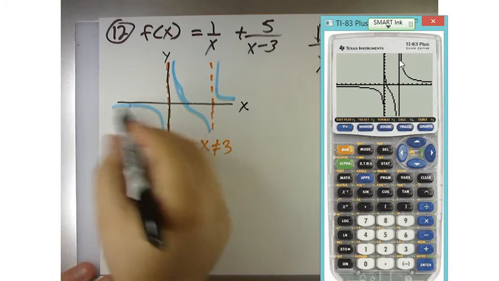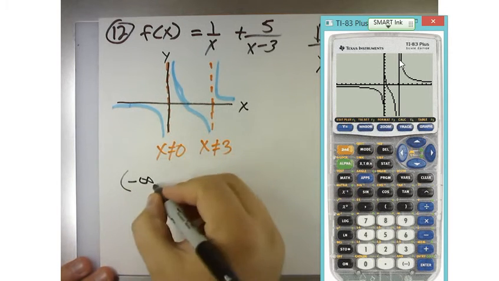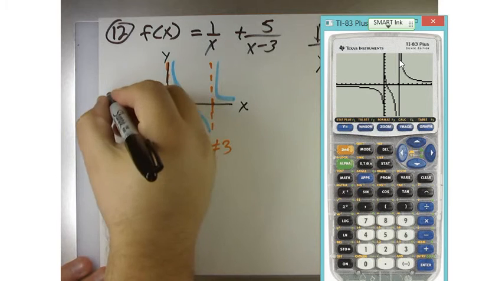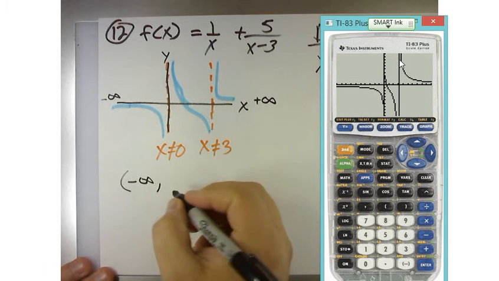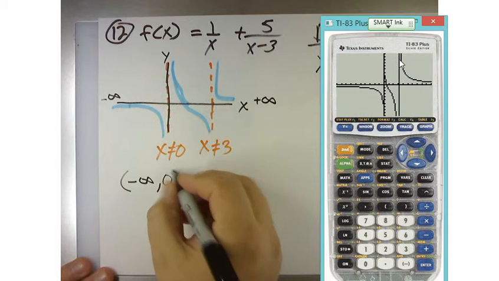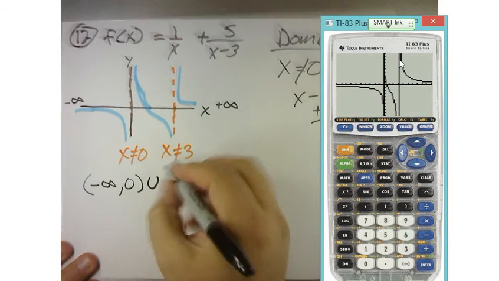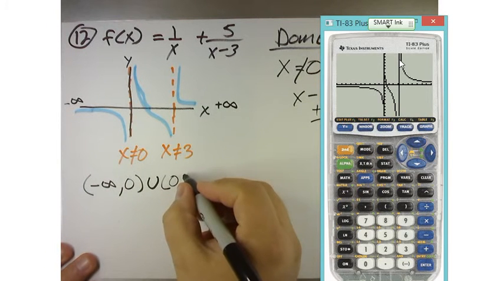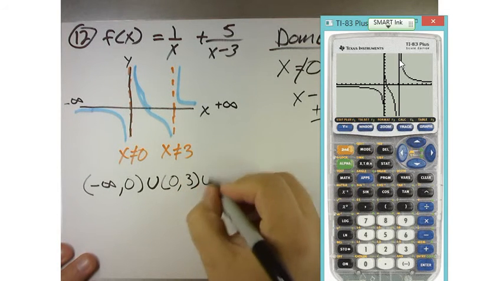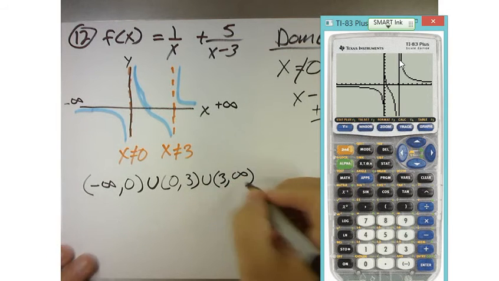Well, I just look at the graph. From here to here, I go from negative infinity in the x direction, right? Because this is negative infinity and this is positive infinity. To 0. Am I including the 0? Nope. Union. The next section goes from 0 to 3. Union 3 to positive infinity.